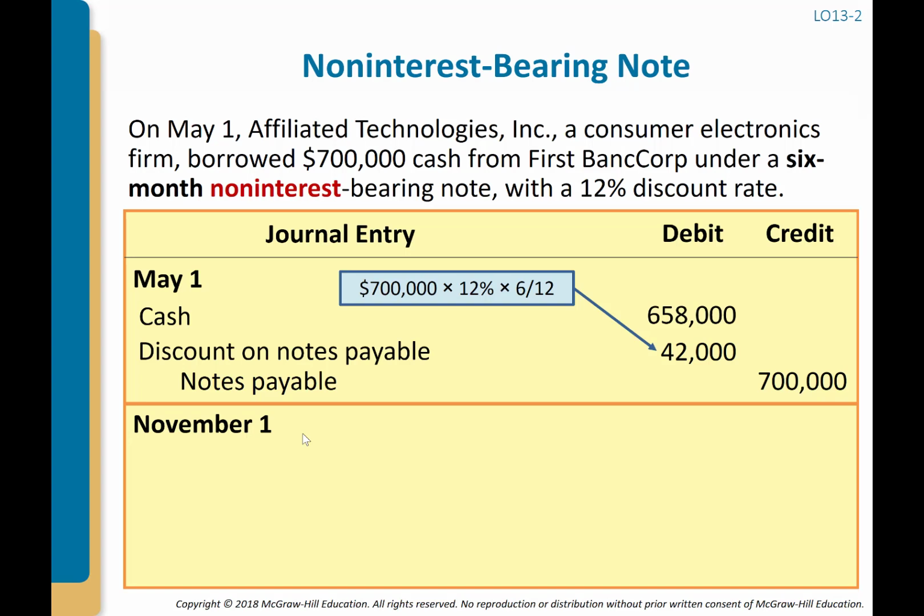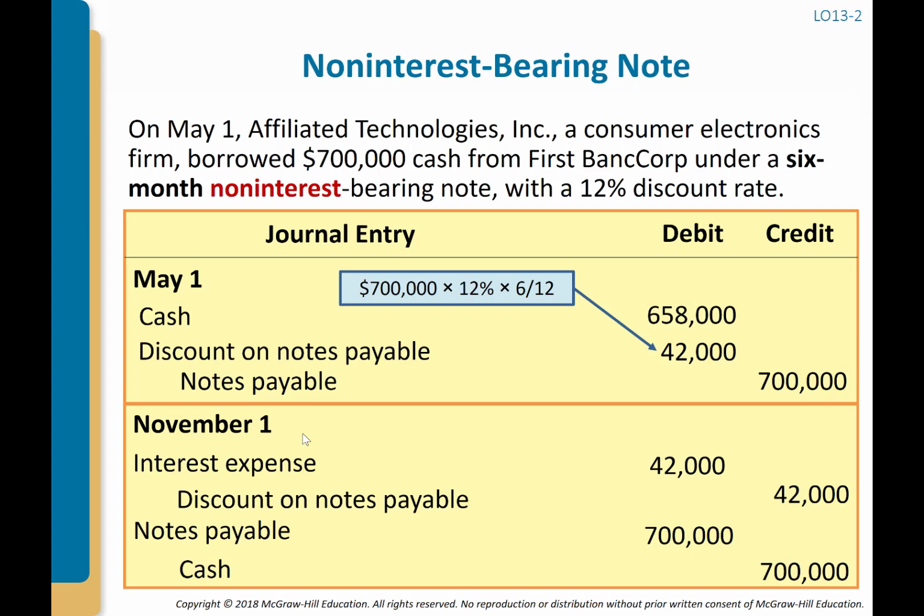We would report the note, as I stated, at present value. So if I asked you what would be the carrying value of that note, what would be its present value, you should know the answer is the 658, right? Then we come over, and when we actually pay the note off, we of course have to give the guy the $700,000 cash, and the discount amount is my interest expense now, right?